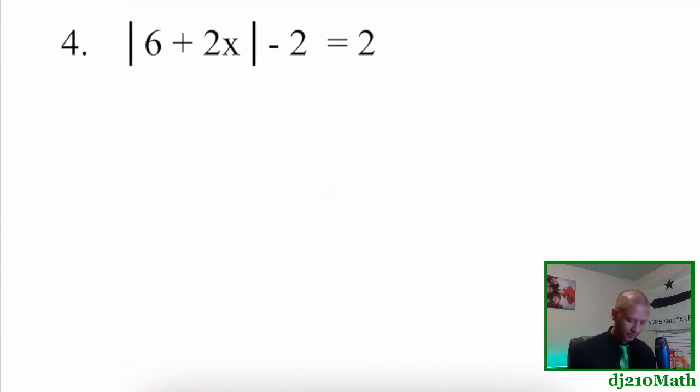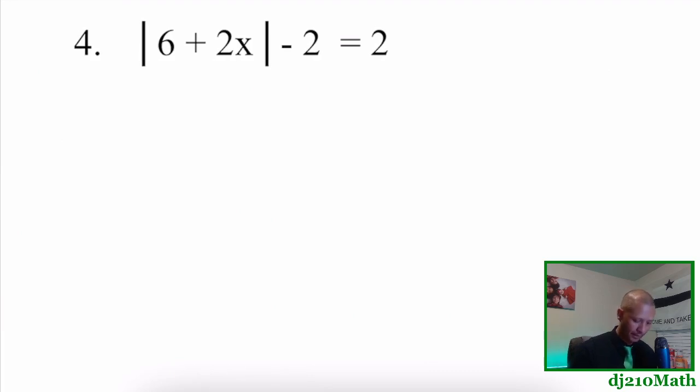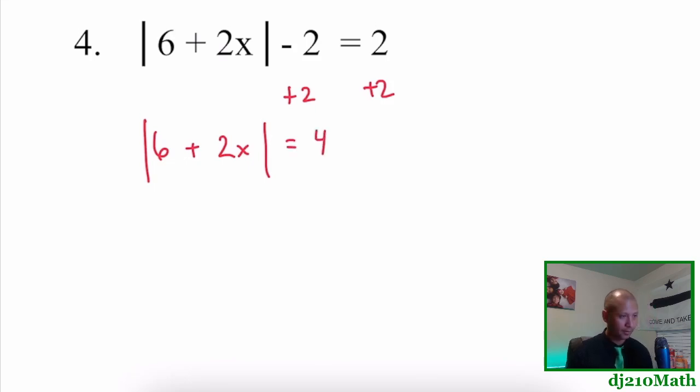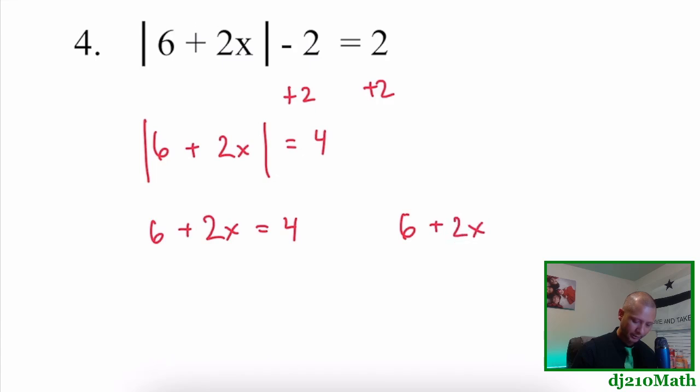Okay, number 4. I'm going to add 2 to both sides, right? Because we're trying to isolate the absolute value. So absolute value of 6 plus 2x is equal to 2 plus 2, 4. The absolute value is isolated and 4 is positive. So we can split this into the two equations. 6 plus 2x is equal to positive 4. 6 plus 2x is equal to negative 4.